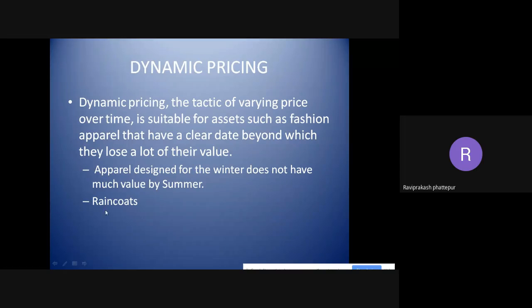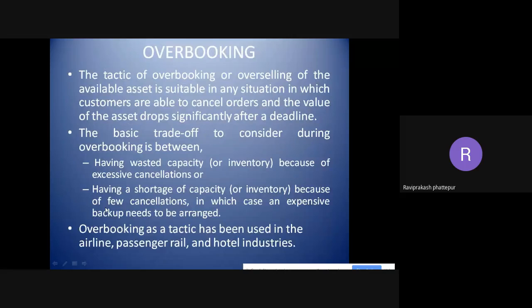So this was the example given of raincoats in dynamic pricing. Overbooking is one of the things. If you have 100 seats, 105 seats are booked. So if somebody cancels in between, you are not in loss. But it may so happen that all 105 may come, or 102 may come, which is two more than your size. So you need to have an alternative for them, which could be more expensive than what you are getting. So there is a trade-off between booking more and having to spend more for the alternative.